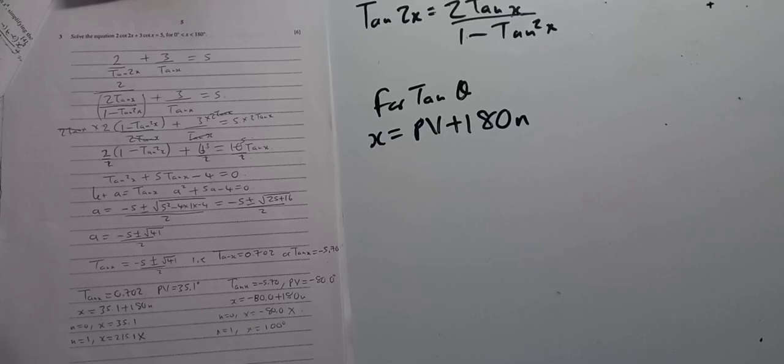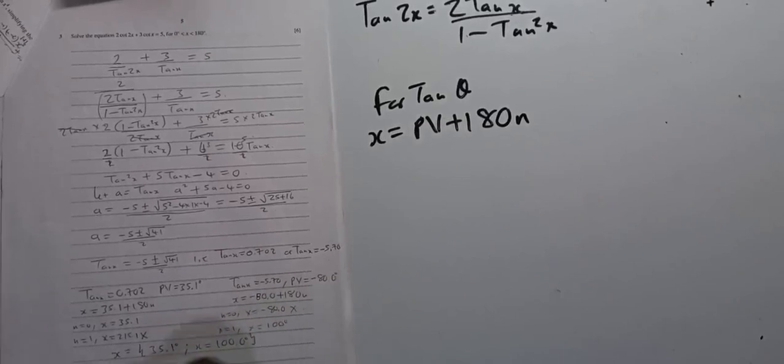So our solutions are the values of x which are in the range. You can see that x equals 100 is in the range 0 to 180. So our solution is said to consist of x equals 35.1 degrees and x equals 100.0 degrees, like this. Then we are done. And I hope this was clear. So next, we move on to the next question, which is number 4.